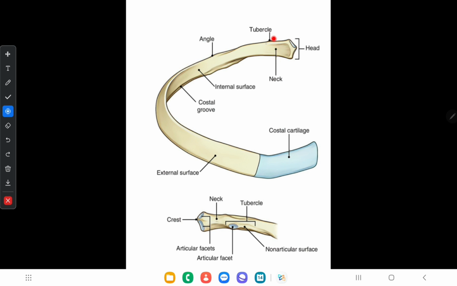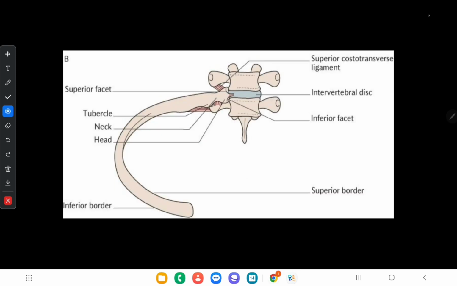Then there is a constricted area called the neck. Then there is a tubercle. In the tubercle, there is a non-articular part and an articular part. That means the articular part is smooth and the non-articular part is rough. That articular part articulates with the transverse process of the corresponding vertebra. I'll show you in a picture.